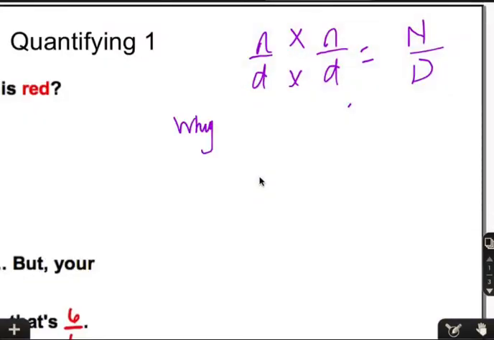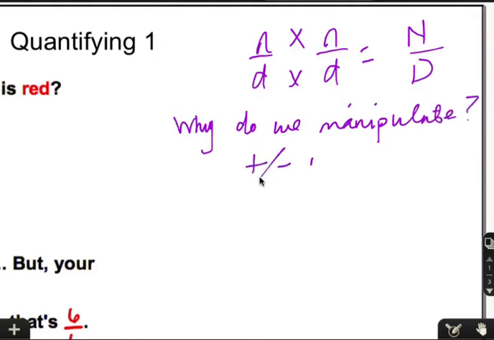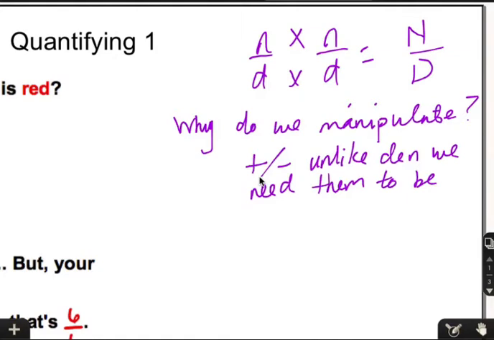so why do we manipulate? When we're adding or subtracting unlike denominators, right? We need them to be alike. So we use the quantifying one, or the magic one, to make denominators alike.